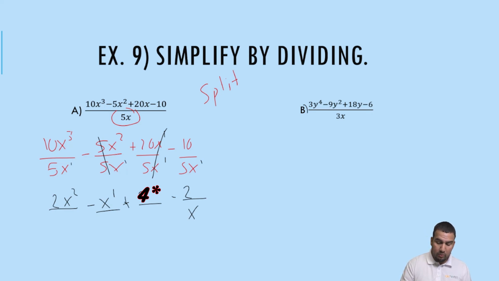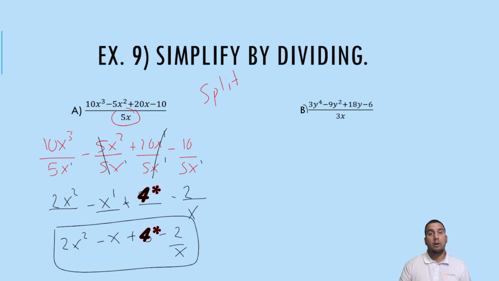So my final answer would be written like this. 2x squared minus x, erase the 1 as a power, plus 5 minus 2 over x. And that's how I divide a polynomial by a monomial. So again, how do you do this? You split the bottom, and then you do every piece individually, and then subtract the exponents.